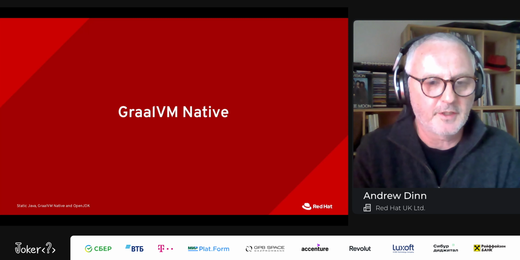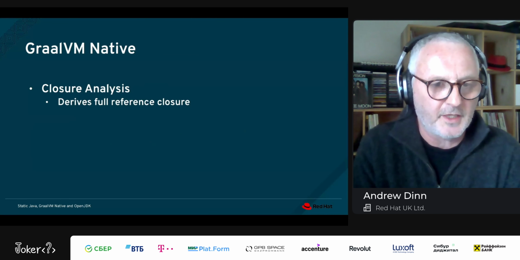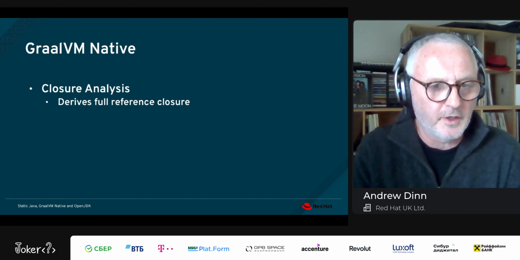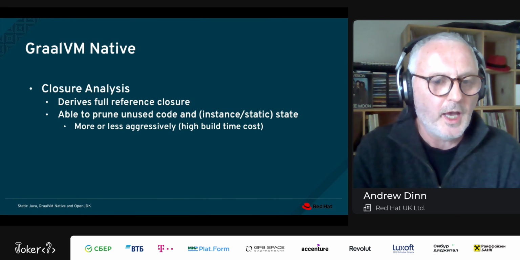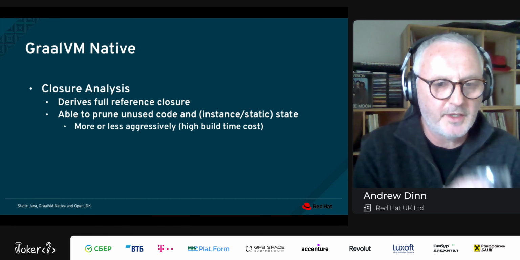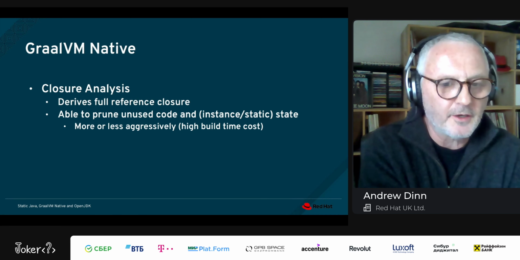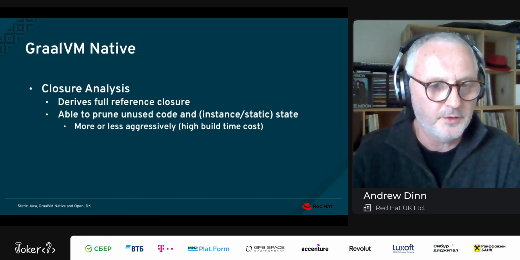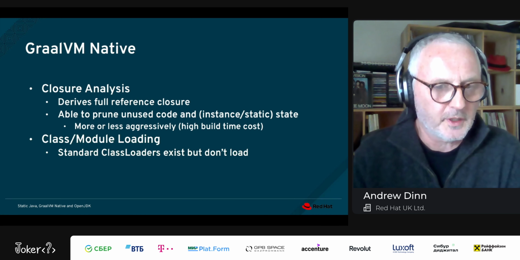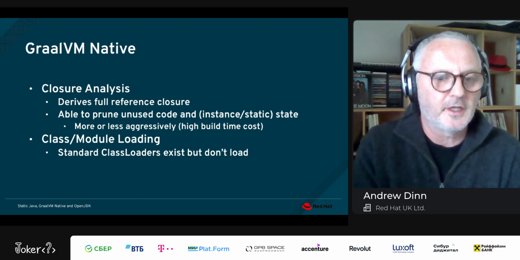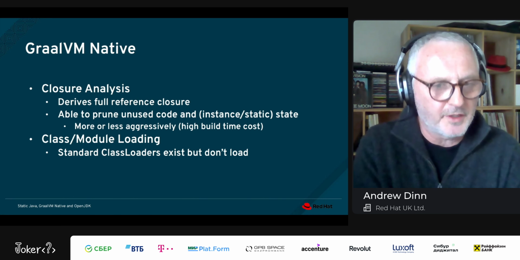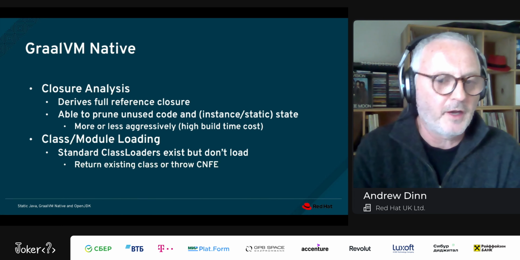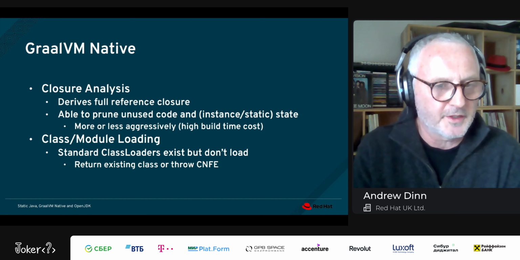Let's go into it in more detail and see how GraalVM fits into this world of static Java. It does a very, very good closure analysis. It can derive the full reference closure, and it's also able to prune that closure very aggressively using a good understanding of what the application is going to do. As well as throwing out code, it'll throw out state that's not needed, including fields and instances that are not actually used. It supports class loading by redefining the class loaders so that when a class loader is asked to load a class, it hands back the class that's already been loaded and is already pre-created, or it throws a class not found exception. So it works, but it doesn't work with the standard class loaders.